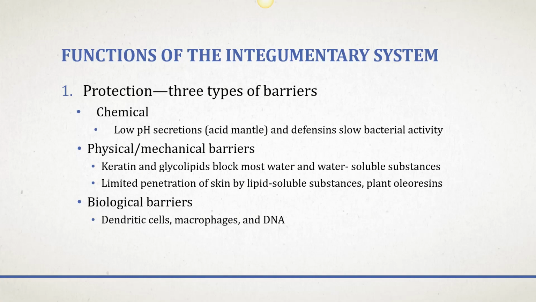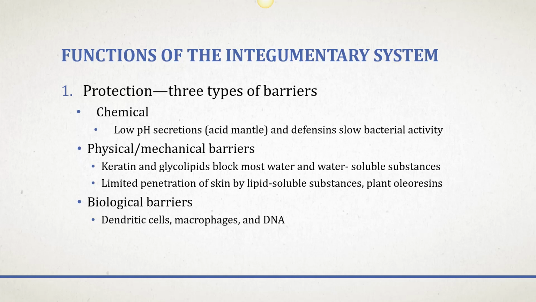The integument is talking about the skin and all associated structures. So the integumentary system is talking about the system of skin and accessory structures all around your body. So some of the major functions include protection. There's 3 different types of barriers that the skin forms around the body.